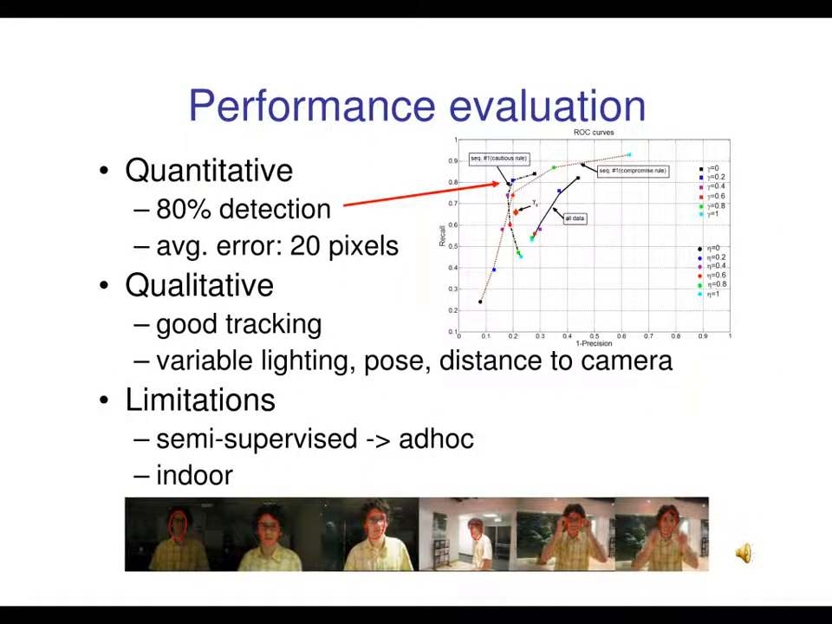We conducted both quantitative and qualitative evaluation. The ROC curves shown here yield a detection rate of about 80%. The average position error is about 20 pixels difference between ground truth and estimated location of the face. As regards qualitative evaluation, we get good tracking even in variable lighting and changing of pose or distance to the camera, as shown in the video sequence here.